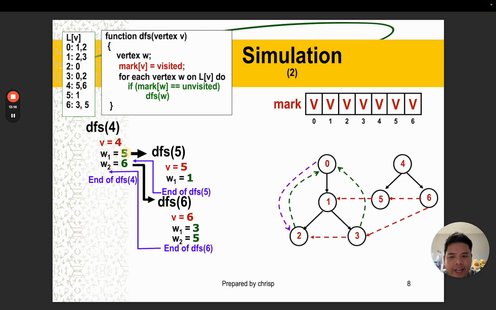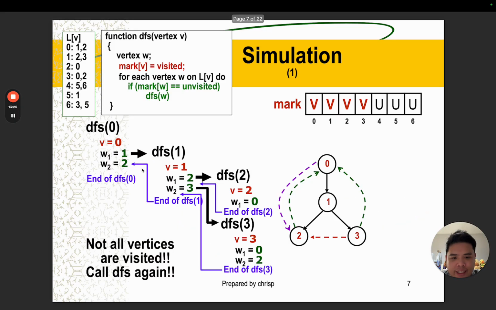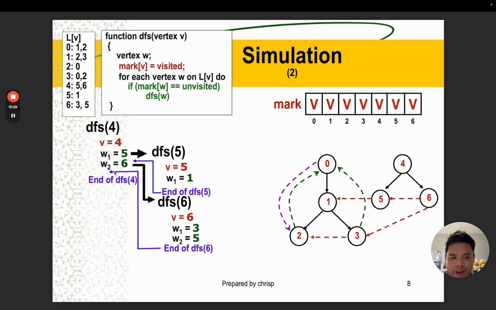So I'm done with 5, I'll go with 6. This is my next adjacent vertex. Is 6 already visited? No, it was not yet visited. So I'm going to call DFS 6. V equal to 6. We are now setting mark at 6 to be visited. So it's now visited. And then we are going to check for all adjacent vertices to 6.